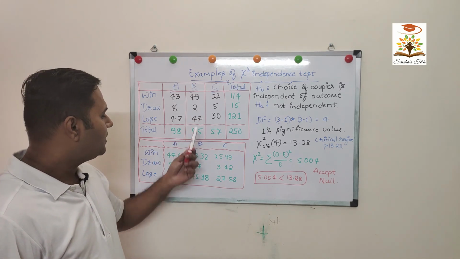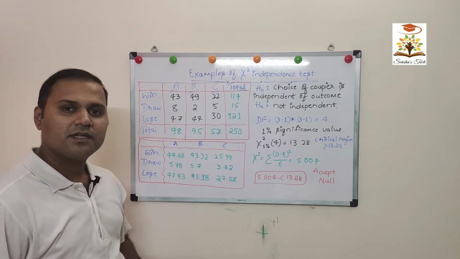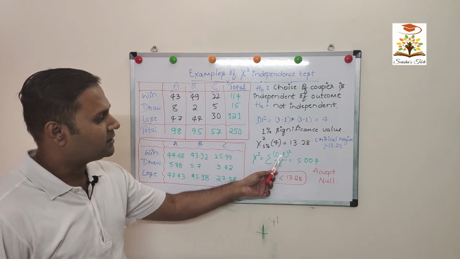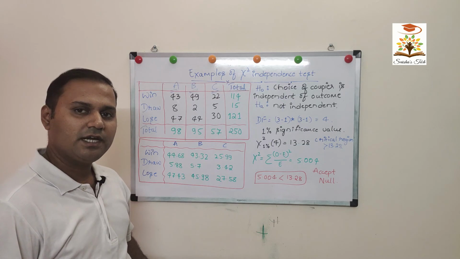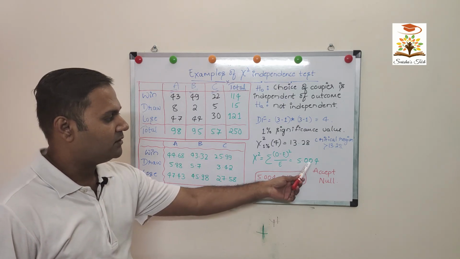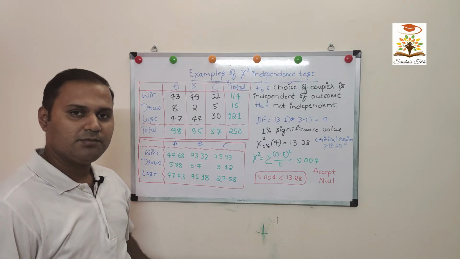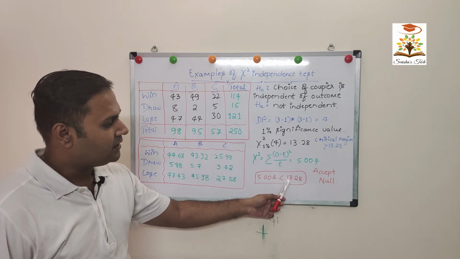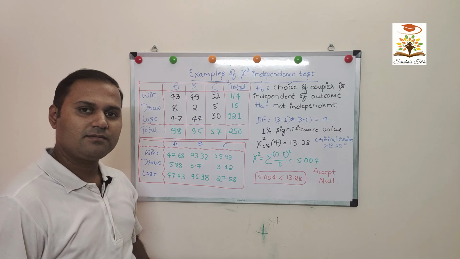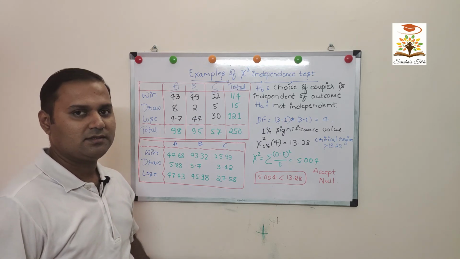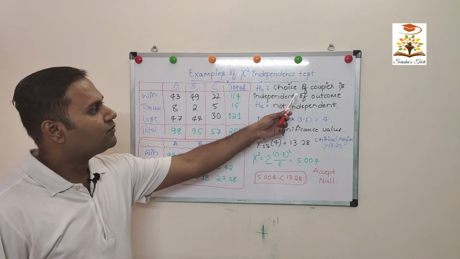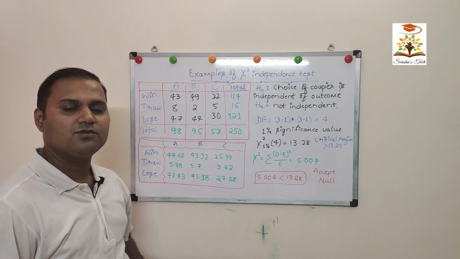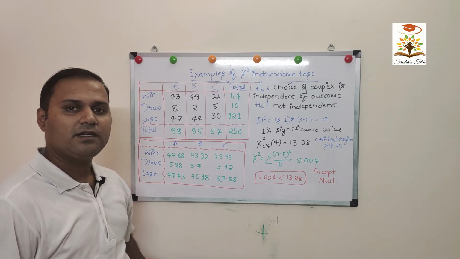Using the observational and expected values data and substituting in the chi-square formula, that is summation of (observation minus expected) squared divided by expected, we get the chi-square calculated value as 5.004, which represents that 5.004 is less than the critical region value, that is 13.28. Here we accept the null hypothesis, which justifies that the choice of copier is independent of outcomes. All the 3 copiers, that is A, B and C, are working independently.